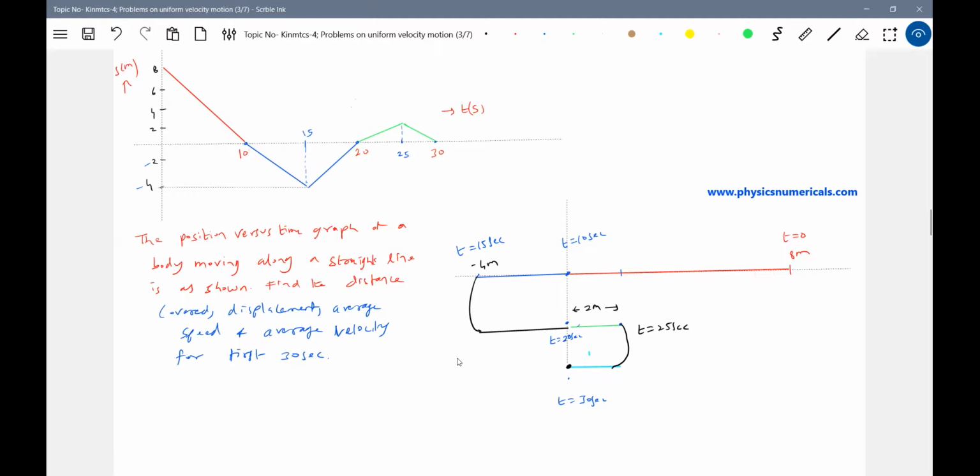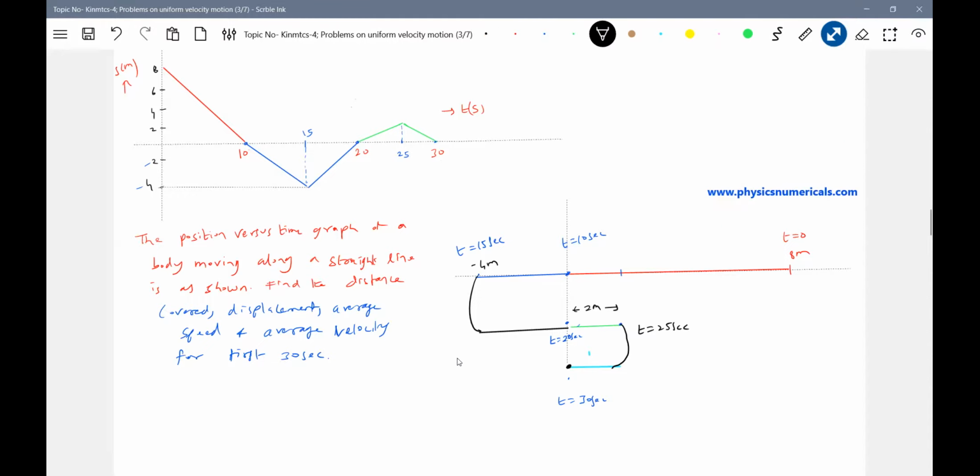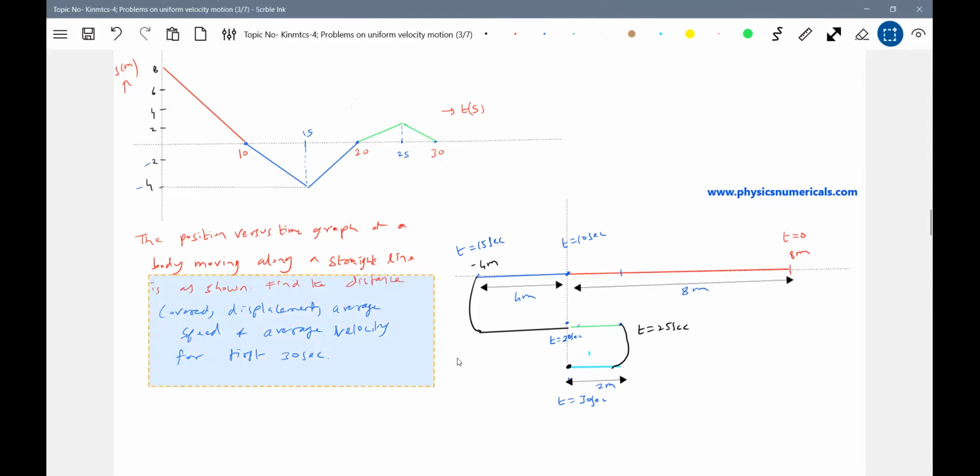So what is the total distance covered? Let me indicate with arrows. This is 8 meters. This is 4 meters. This is 8 meters. This is 2 meters. Okay, what is the total distance covered?